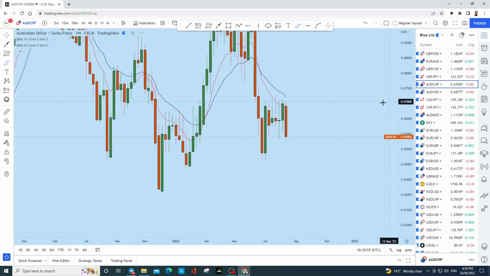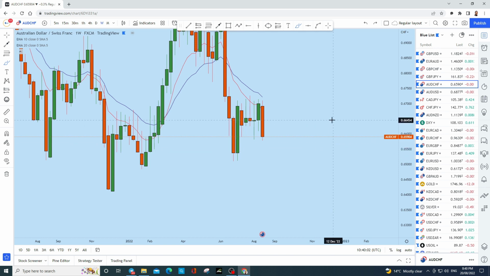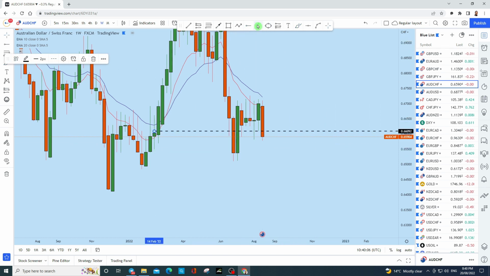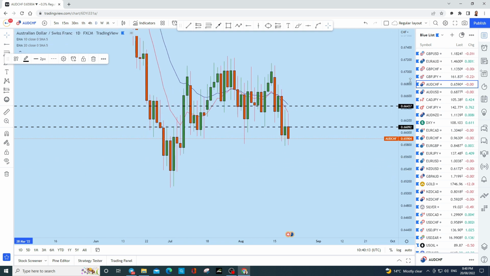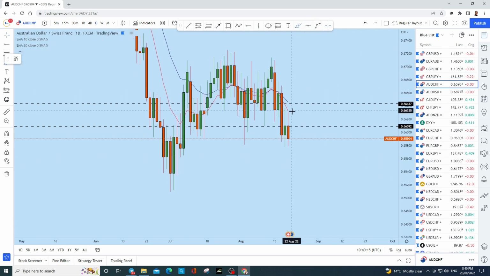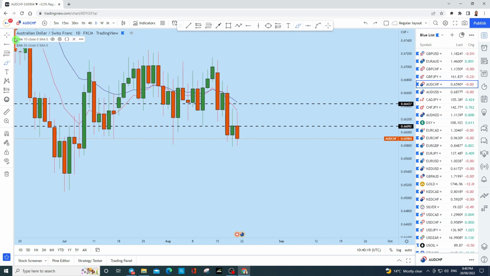Now looking at the weekly, we see that there is a strong bearish engulfer from this structure on the weekly perspective. So I think that there is an important liquidity zone here. There's a previous support here acting as a resistance. Also, there is a liquidity zone here. So if you look at the daily time frame, we see that on the daily as well, the price has created a double doji with a lower high on AUDCHF.